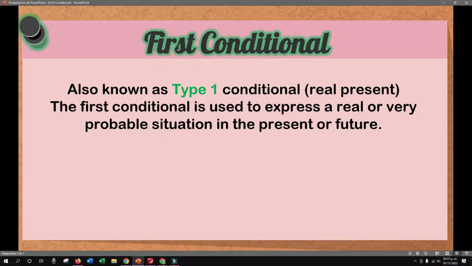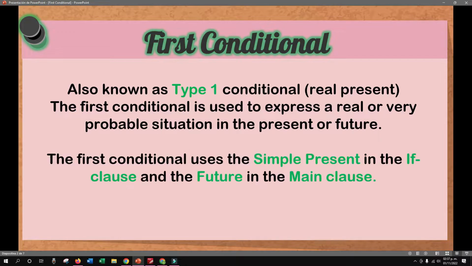También es mejor conocida como tipo 1, ¿verdad? Y en este caso, la first conditional se la va a utilizar para expresar situaciones reales o una situación muy probable que pueda pasar, ¿verdad? En el presente o en el futuro.